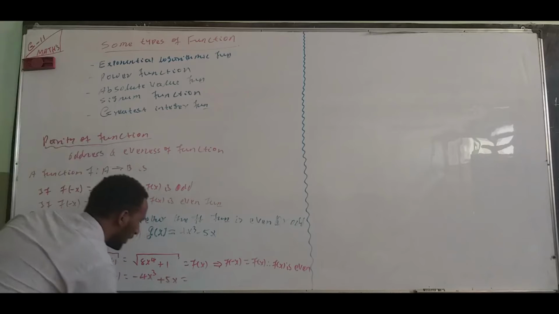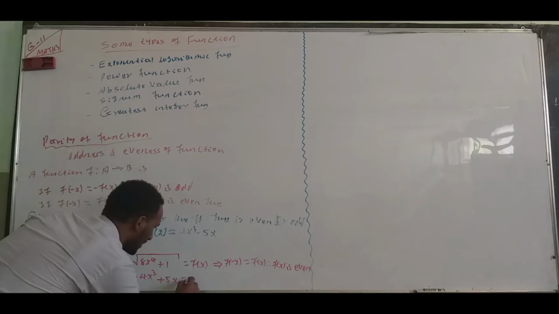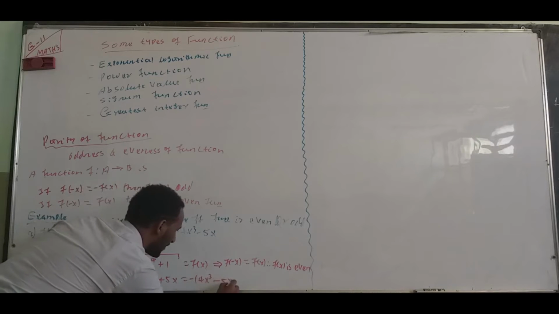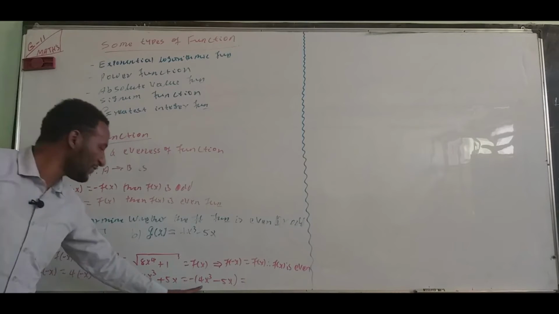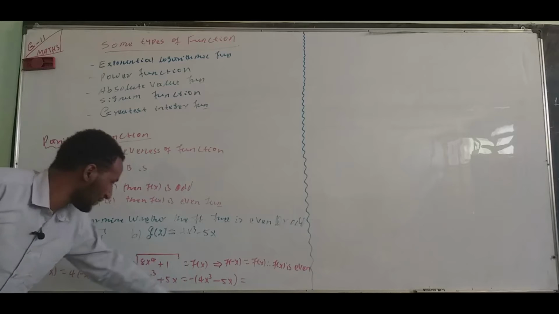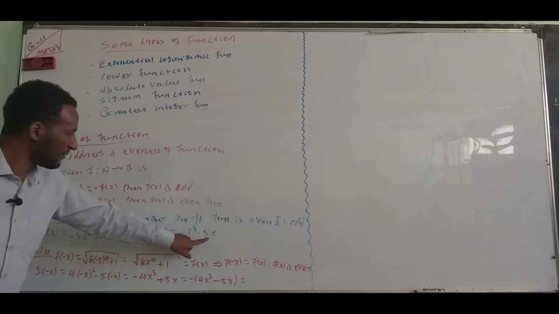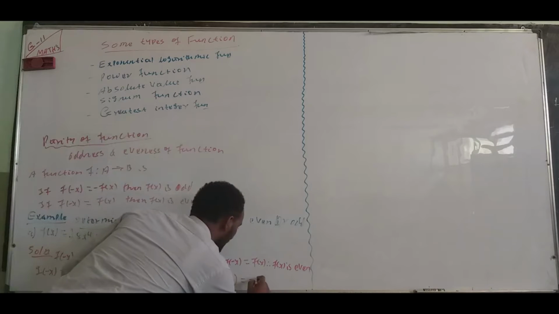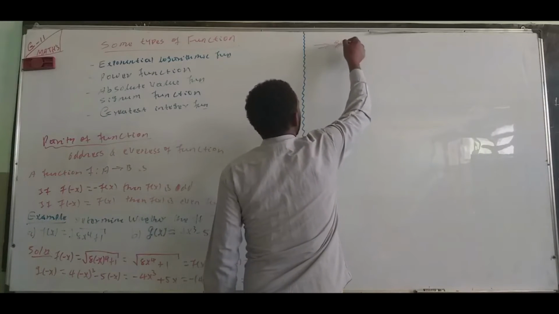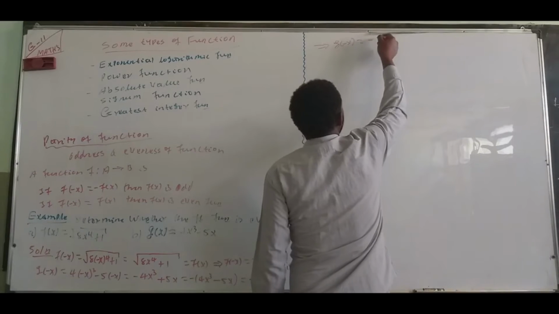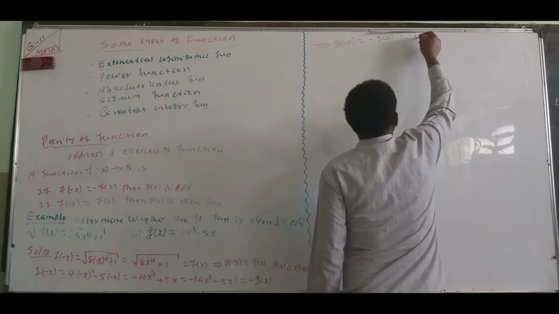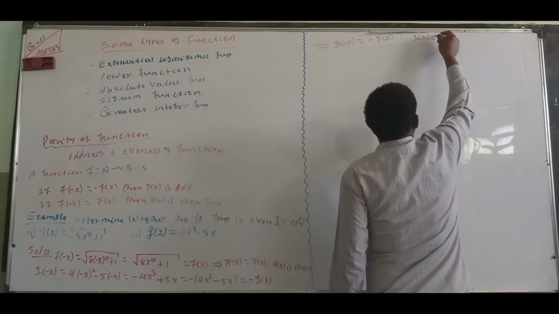When we take negative as a common factor, negative of 4x cubed minus 5x, which is equal to negative of the bracket 4x cubed minus 5x, which means g of x. So g of negative x is equal to negative of g of x. This implies that g of negative x is equal to negative of g of x. Therefore, g of x is odd.